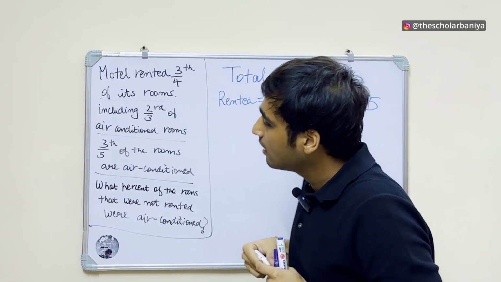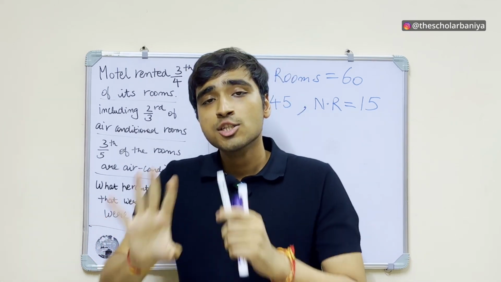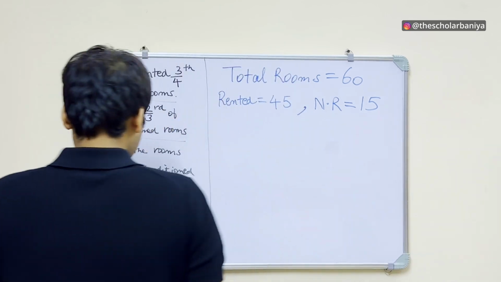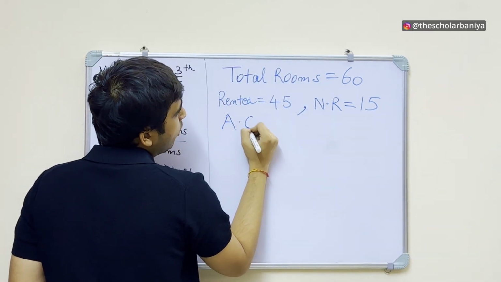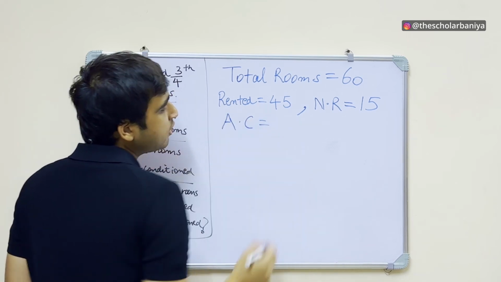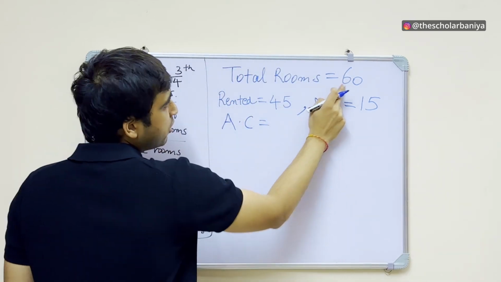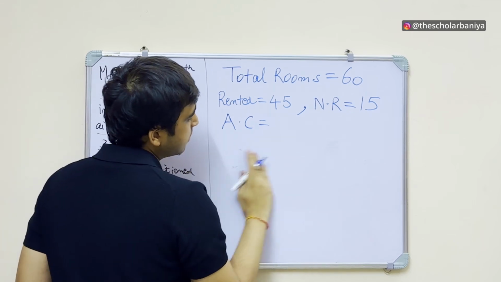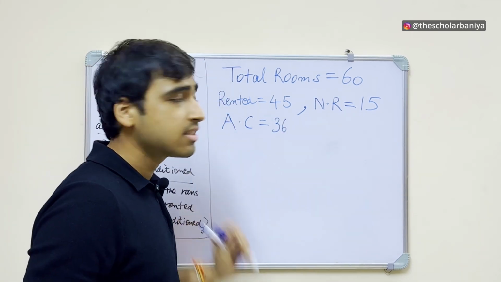Now tell me one thing. It has been given that 3/5 of the rooms are air conditioned. So 3/5 of all the rooms available are air conditioned, right? I am writing AC, which means air conditioned. So how many rooms are air conditioned? 3/5 of the total rooms. So total rooms are 60, so 3 upon 5 times 60, which is 36. So the AC rooms available in the entire motel is 36.